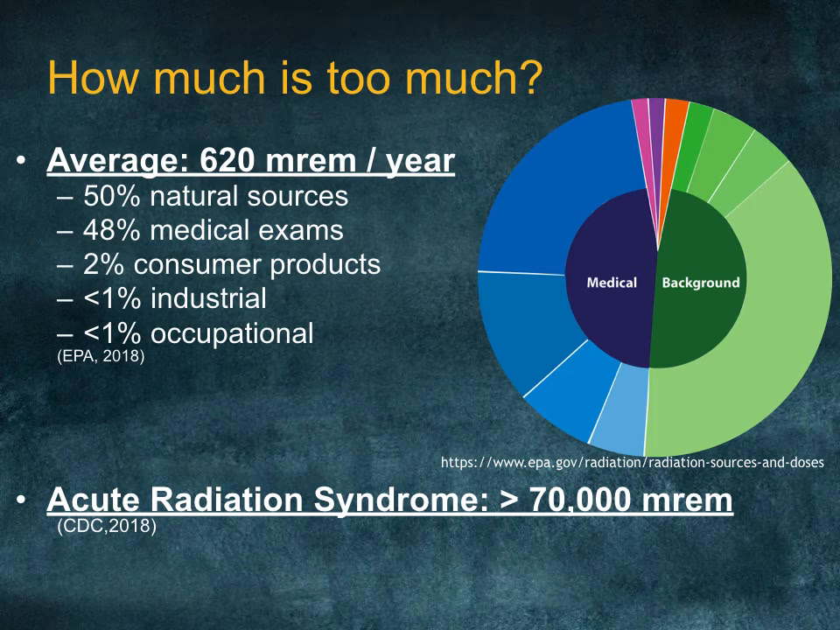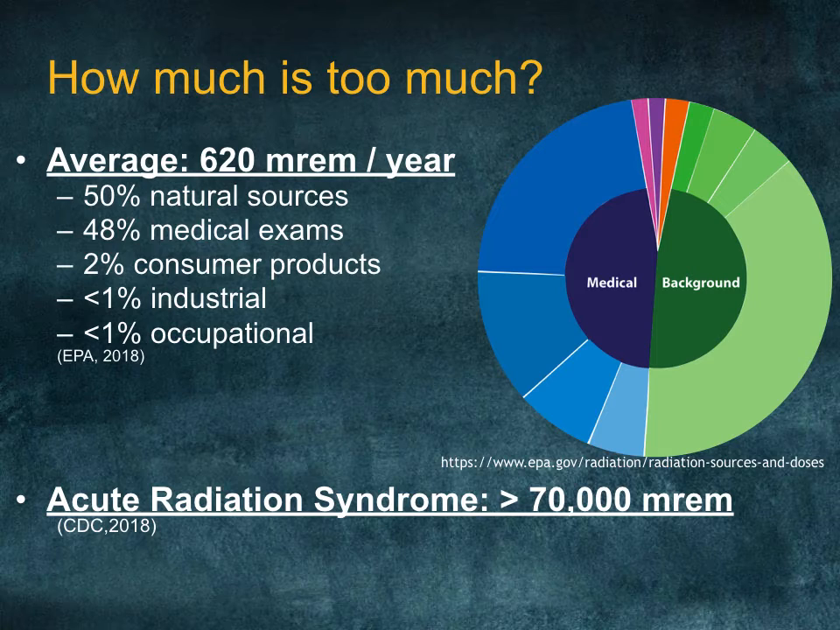So how much is too much exposure to ionizing radiation? The average person receives 620 millirem per year. Half of the exposure can be accounted for by natural sources, which is labeled background on the pie chart. Medical exams and imaging almost make up the other half, and less than 5% of exposure is due to consumer products, industrial sources such as nuclear power plants, and occupational sources.